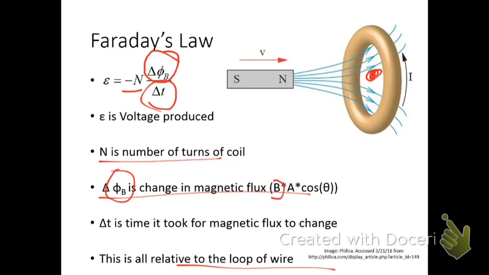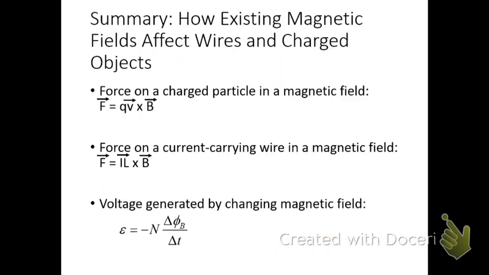If the magnetic field and the cross-sectional area don't change, but theta does, which is the angle relative to the field lines that the cross-sectional area has, then you get a voltage. Nice. And delta t is the time it took the magnetic flux to change. So the faster you can change this flux, the more voltage you're going to get out of it. Sweet. All right. So in summary, magnetic fields can affect wires and charged objects.